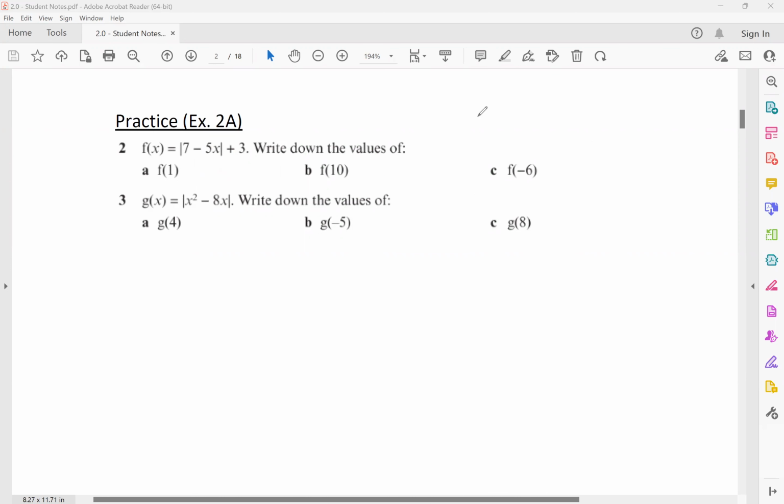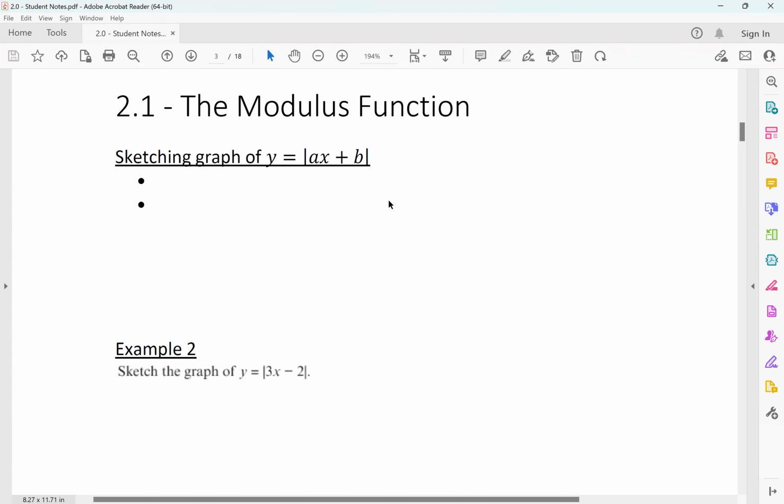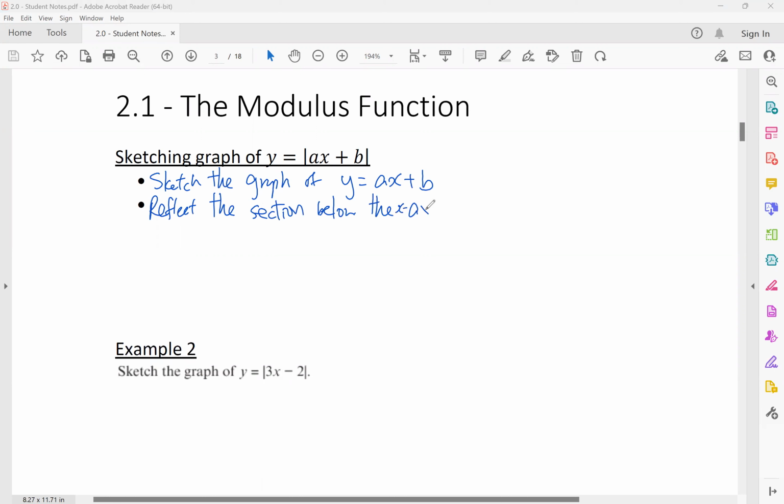Right, moving on to the graph. Sketching the graph of y equals the modulus of ax plus b. So two steps. First step, you're going to sketch the graph of y equals ax plus b without the modulus. Next step, we're going to reflect the section below the x-axis in the x-axis.